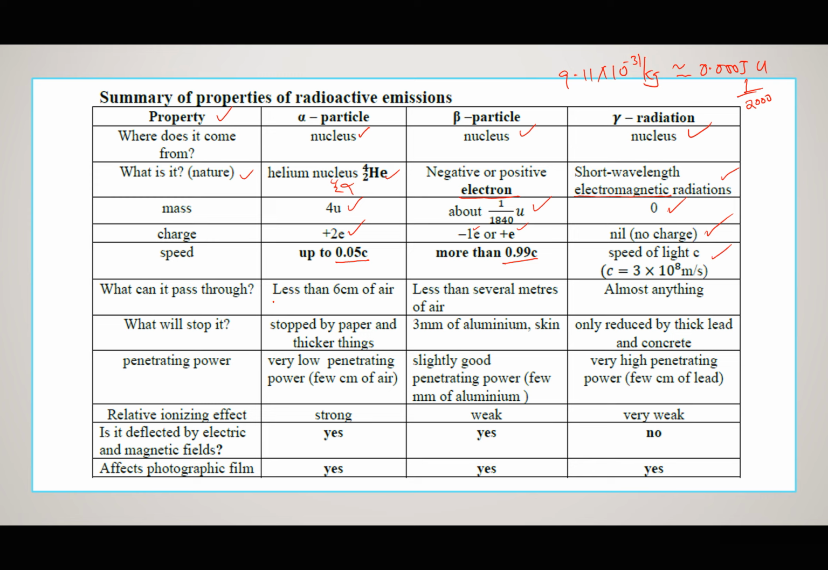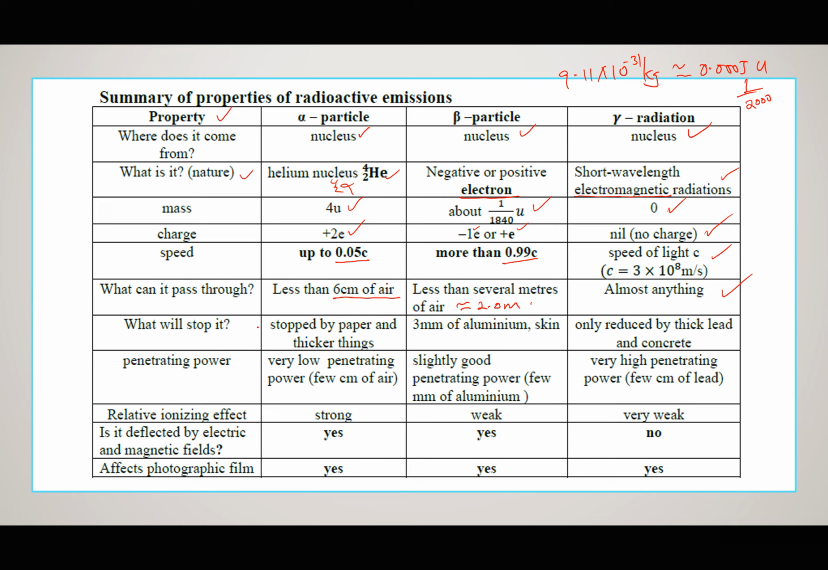What can it pass through? Alpha particles have a range in air of about 6 centimeters. Beta particles have a range in air of several meters, approximately 2 meters. They can travel about 2 meters in air without being absorbed. Gamma radiations can penetrate almost anything, with an unlimited range in air.